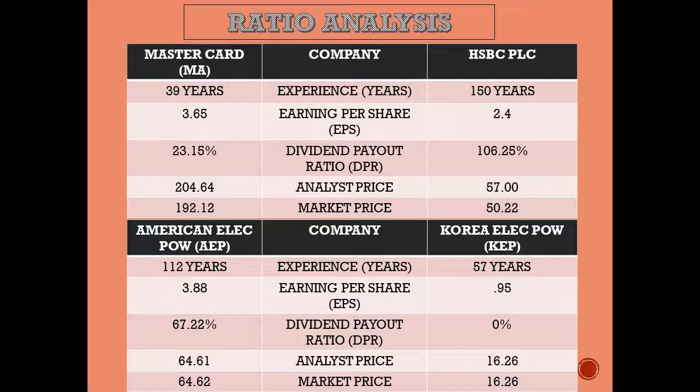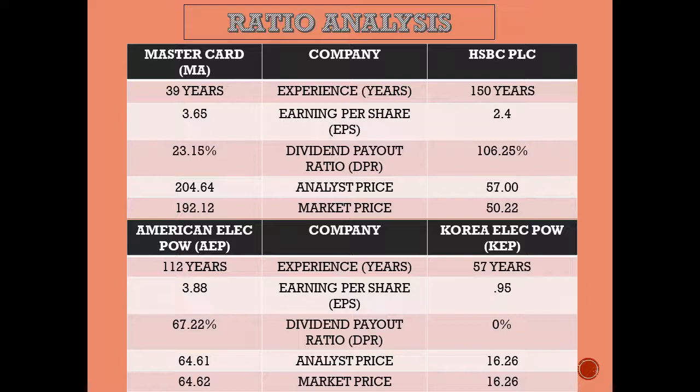In terms of dividend payout ratio, HSBC has a higher dividend payout ratio, approximately 106.25%. Analyst price also, Mastercard has a higher analyst price at 204.64 compared to HSBC, which is only 57. In terms of market price, Mastercard has a higher market price compared to HSBC.